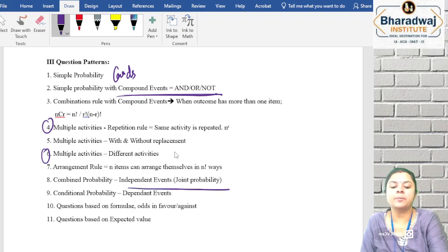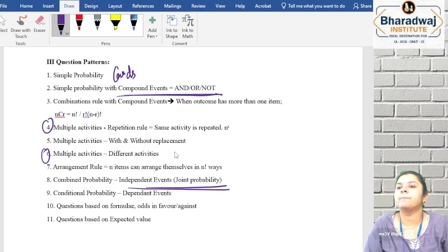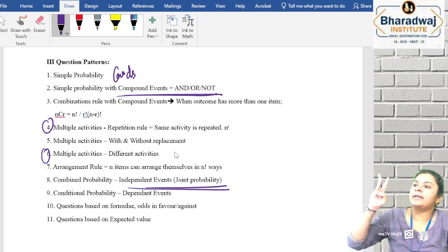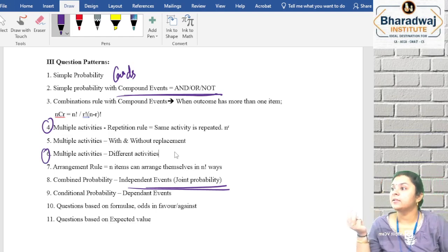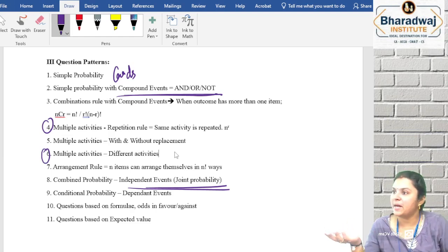Next, combined probability or joint probability. How do you identify a question like this? 3 people are taking a test independently. The probability will be given to you directly. The probability of success of A, B and C is given as 0.2, 0.3, 0.4, or they can give you fractions. What is the probability that all of them pass or none of them pass? A frequently tested question: what is the probability that the problem is solved?